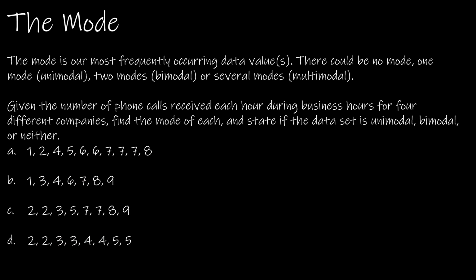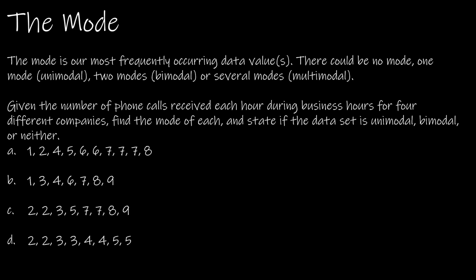The last measure of center is the mode, and the mode is simply your most frequently occurring data value. So it could be that you have no mode, it could be that you have two modes, which is called bimodal, or several modes, which is called multimodal. So here is data for the number of phone calls received each hour during business hours for 4 different companies, and we're going to find the mode of each and state whether it's unimodal, bimodal, or neither.